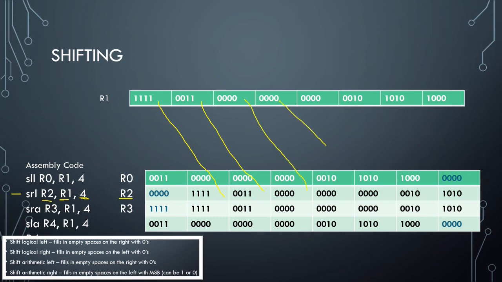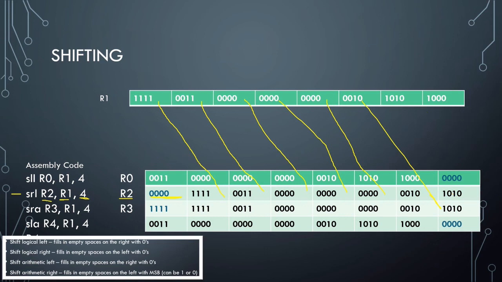Over 4 bits, 4 bits, a little farther, 4 bits, and then you see this one, this last nibble of data has nowhere to go. It just kind of drops off, and we have this empty space all the way on the left. So according to shift logical right, we just fill this in with zeros.